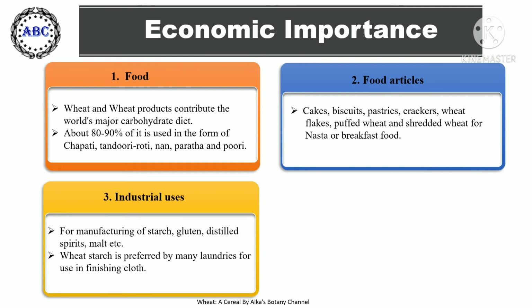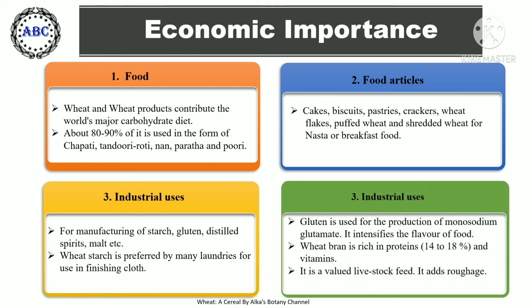Wheat starch is preferred by many laundries for use in the finishing of cloths. Gluten is used for the production of monosodium glutamate, which intensifies the flavor of food. Wheat bran is rich in proteins, about 14 to 18%, and vitamins also. It is a valuable livestock feed and it adds roughage.